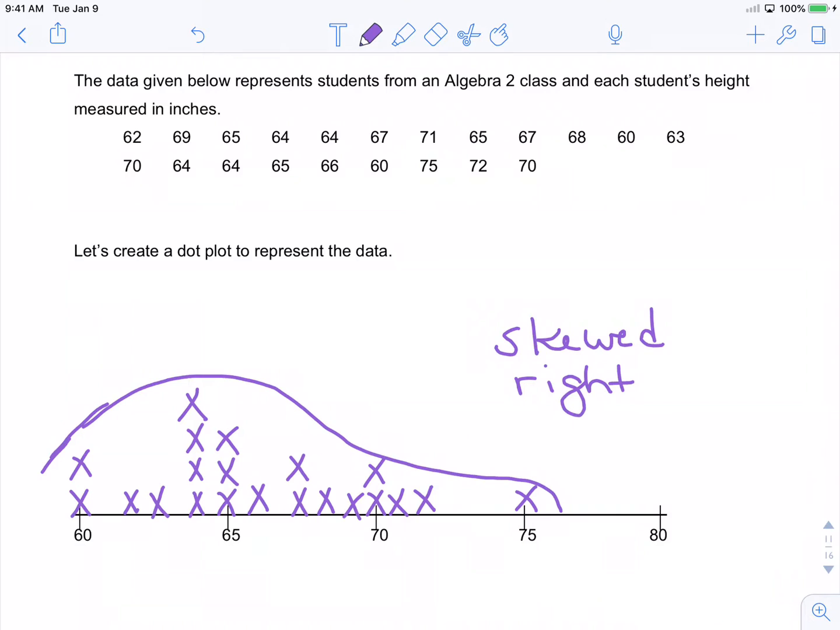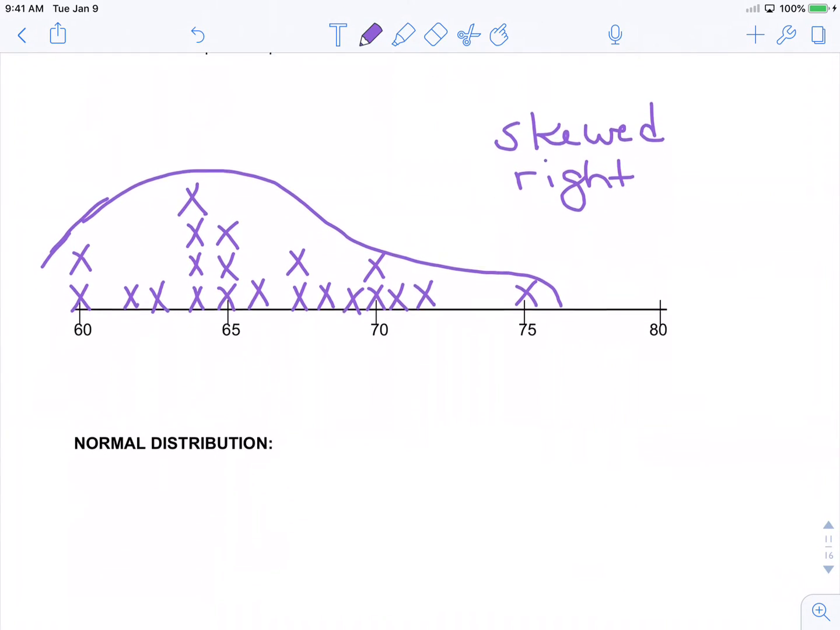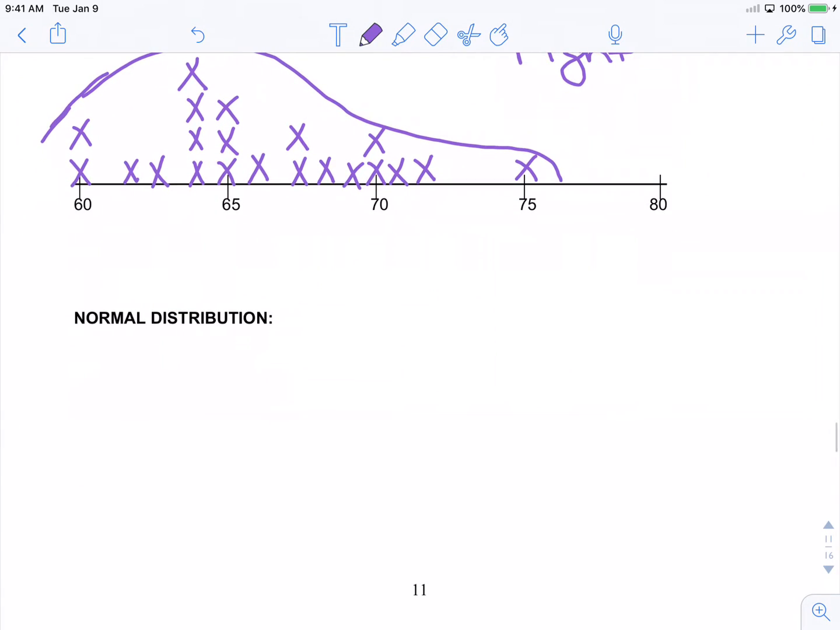So today we're going to look at a specific type of distribution, and it's called a normal distribution. And this is how a lot of tests are designed, standardized tests. So thinking of the SATs, the ACTs, the AP classes. A normal distribution has the shape of a bell curve. We'll talk about what that means.